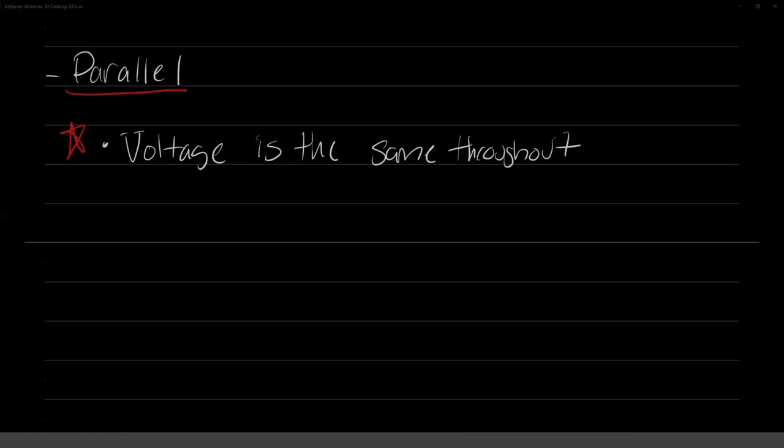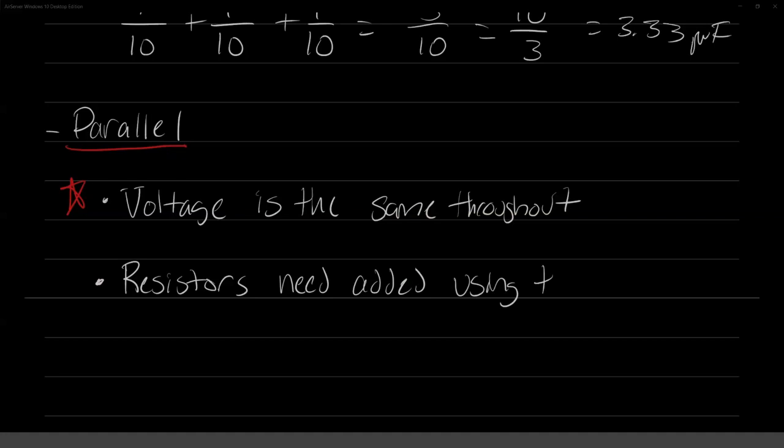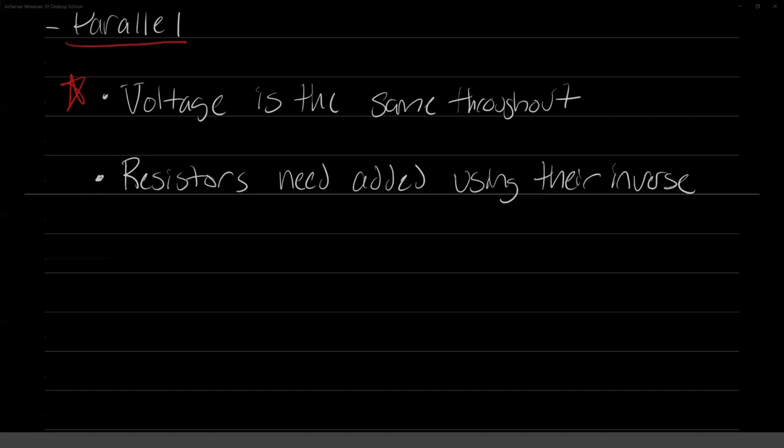So if we get back into talking about resistors and capacitors, it's the opposite in a parallel circuit. So in a parallel circuit, resistors need to be added using their inverse. And capacitors can just be added together.